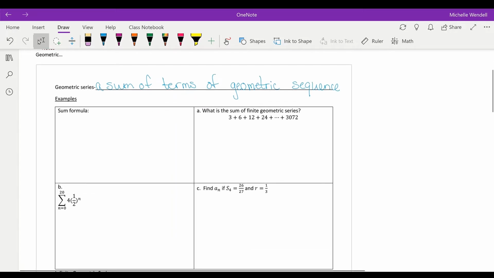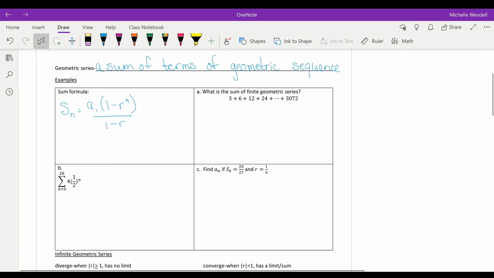The sum formula for this finite geometric series is S sub n equals a1 times 1 minus r to the n over 1 minus r. So in our first example, we have to find the sum of this finite geometric series.